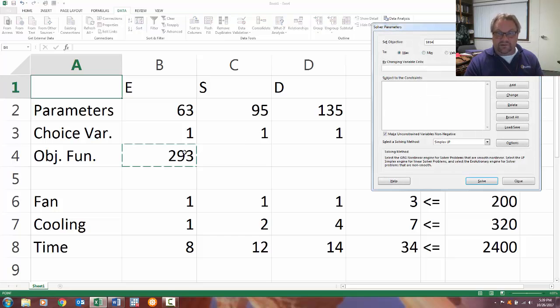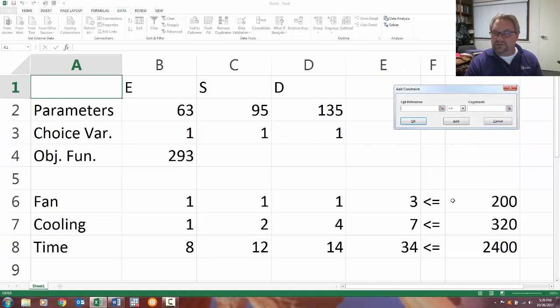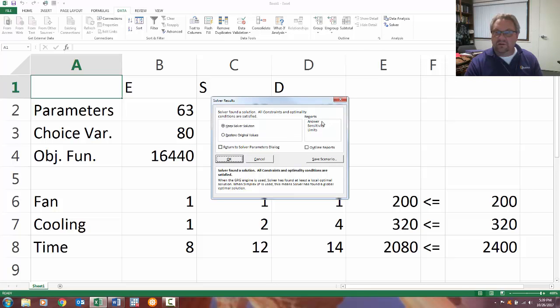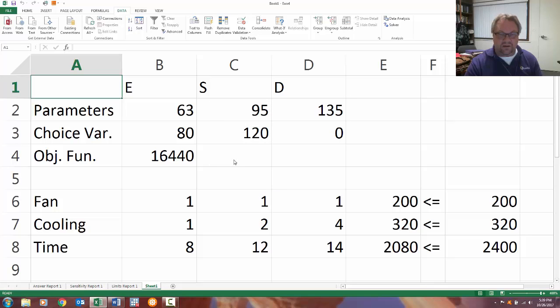Okay, so the objective function is that I want to maximize that by changing these three cells, subject to these three constraints all being less than or equal to these three numbers. Non-negativity, simplex, solve, answer, sensitivity, limits, hit OK.